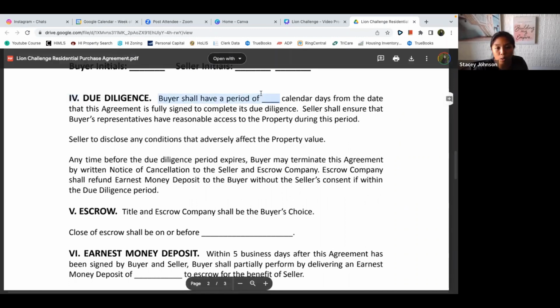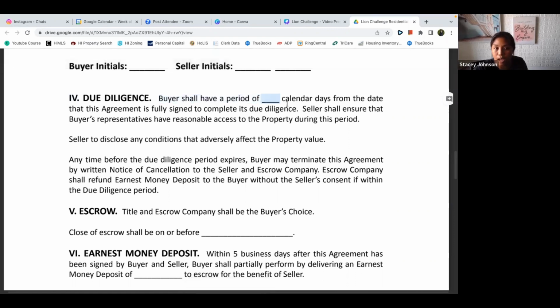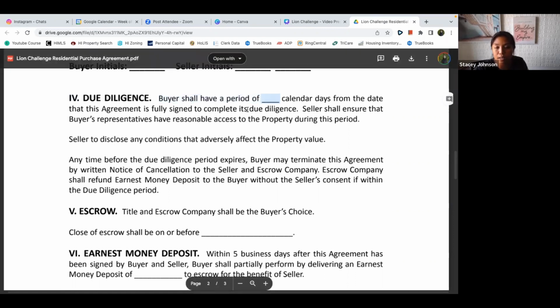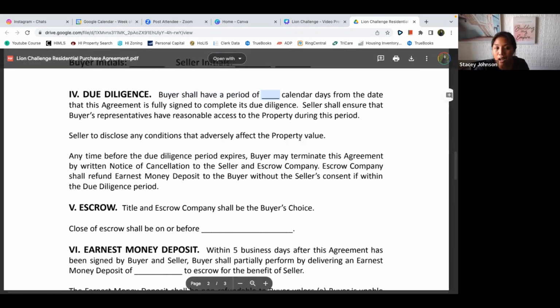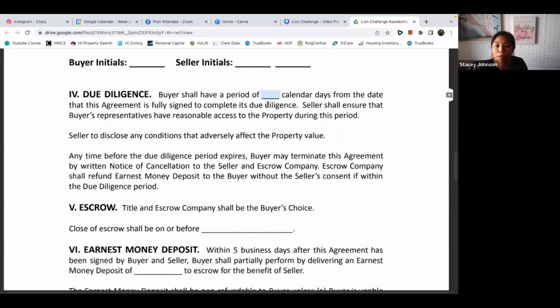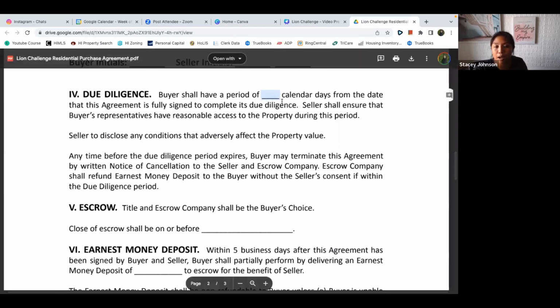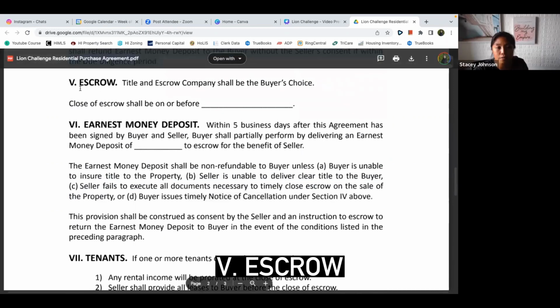So with that being said, we're going to give a period of 5 calendar days from today that this agreement is fully signed to complete our due diligence. During that time, this is to say that our earnest money is refundable if we cancel within these amount of days. Mr. Seller, if we cancel after the 5 calendar days, then that earnest money that we put into escrow is automatically yours.